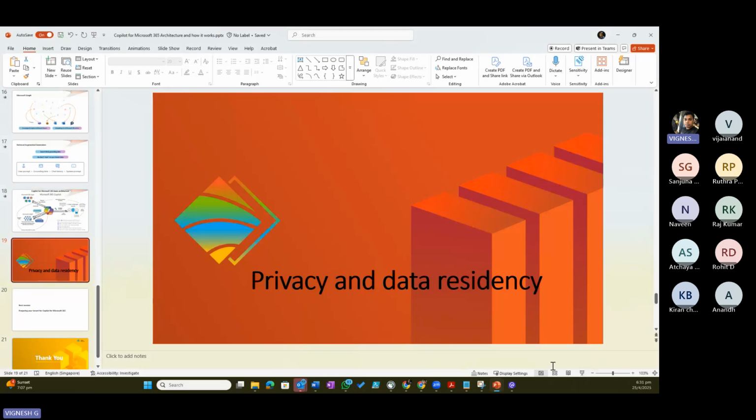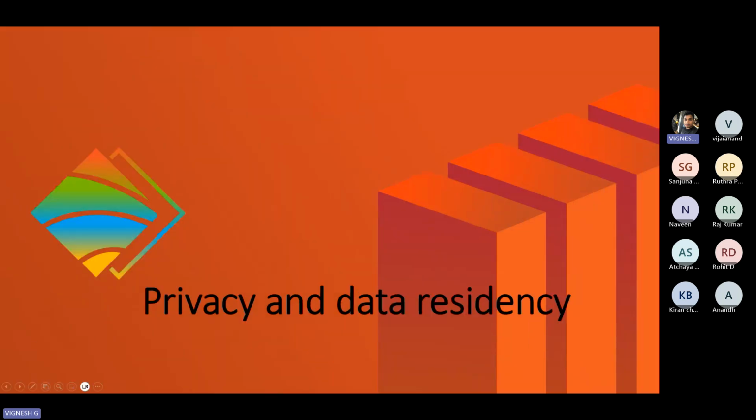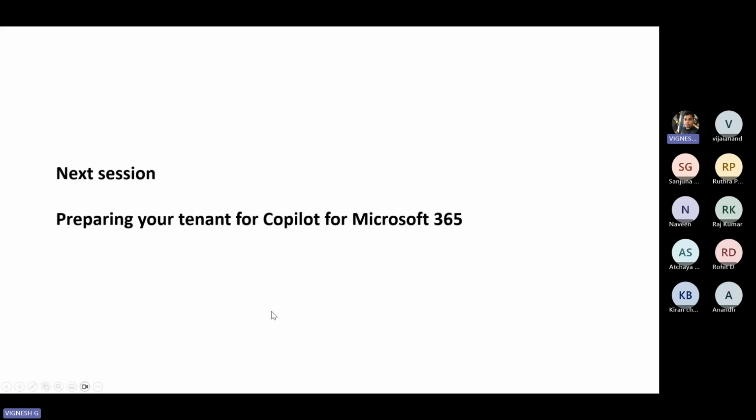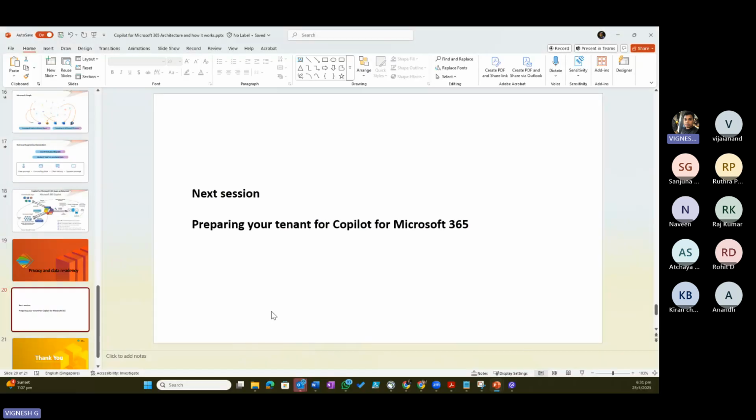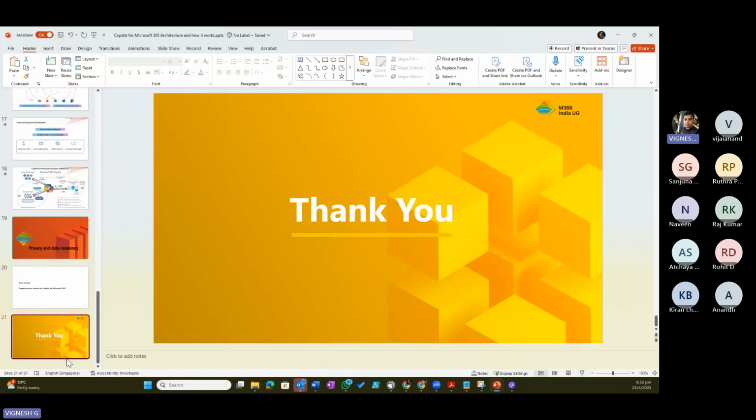As I said, I want to keep this session very, very simple. In our next session, we'll be talking about how to prepare your tenant for Copilot for Microsoft 365. If you're somebody who's deploying this service for your customer or for your own organization, we'll cover how to get started, what things you need to be mindful of, what about the adoption, and what the different phases are that you need to go through. We'll go step by step, starting from the next session onwards. That is something exciting to look forward to, so please make sure that you join the next session, and we'll do a deep dive into that.